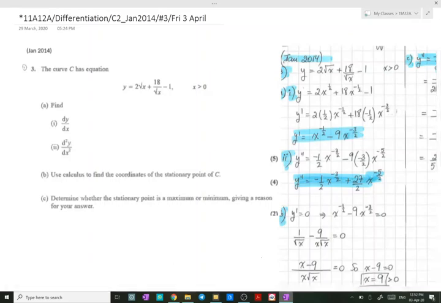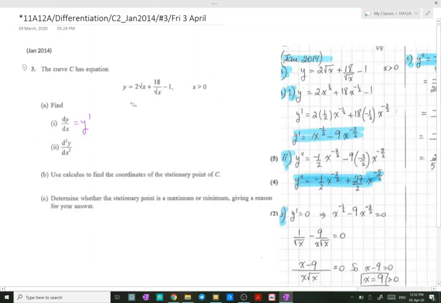This is number 3, taken from the A-level Past Paper C2 January 2014, and it's about differentiation. We have a curve, and this is its equation, where x is greater than 0. We need to find the derivative dy over dx, which is equal to y prime.